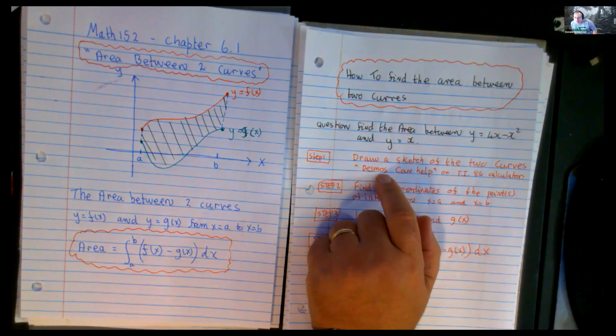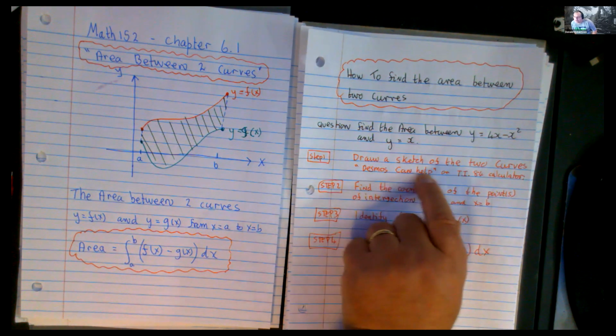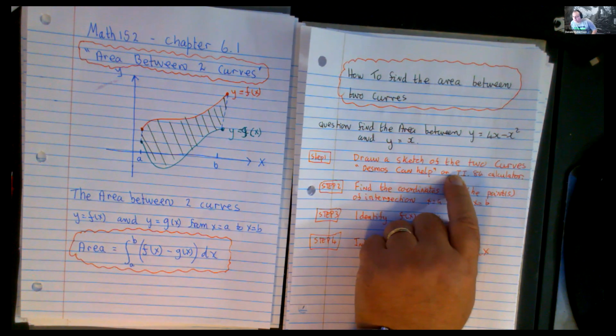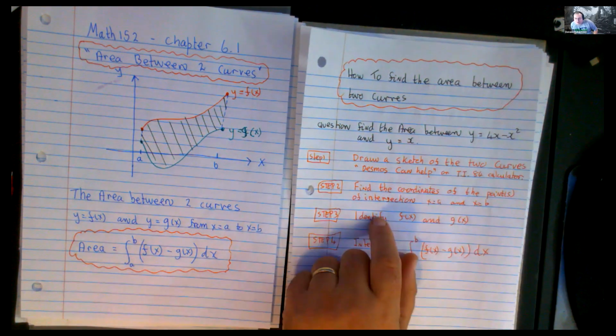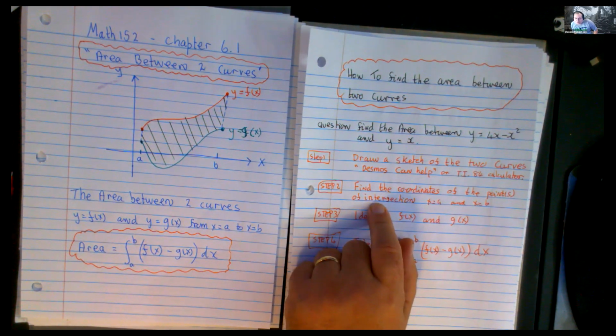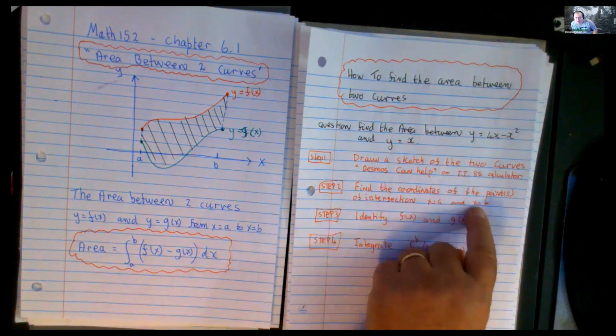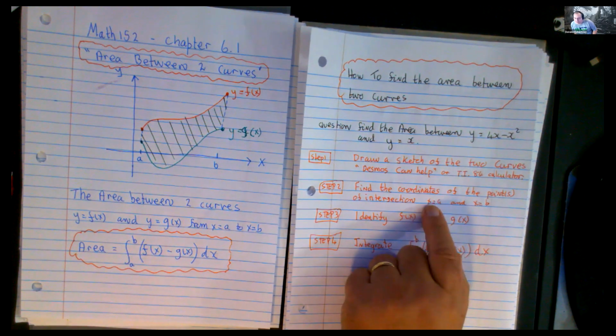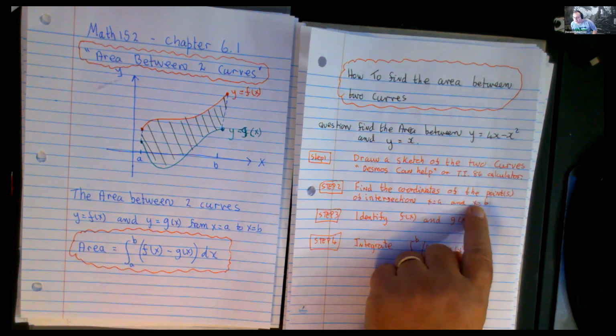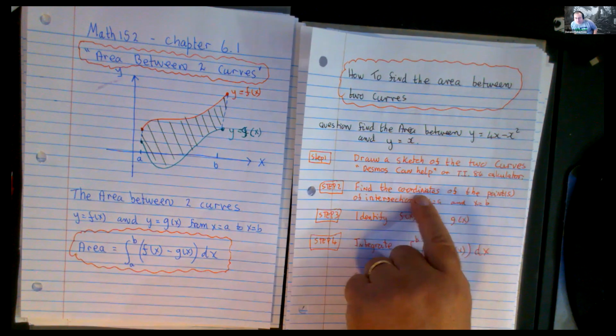Desmos is how I'm going to do it because that's really good, but TI-84 does a job as well if you don't want to have to load up your computer all the time. Once we've done that, we're going to find the points where they intersect, x equals a and x equals b, or we might just be told that x is 5 and x is 7, in which case that step's trivial.